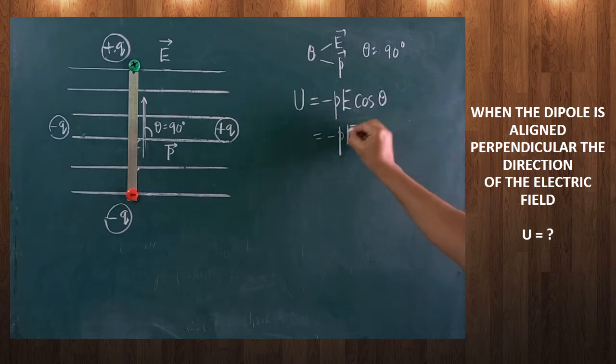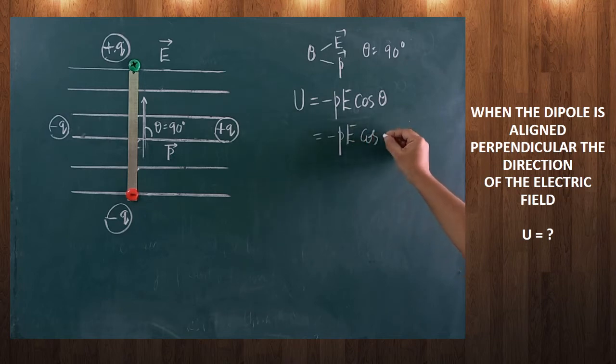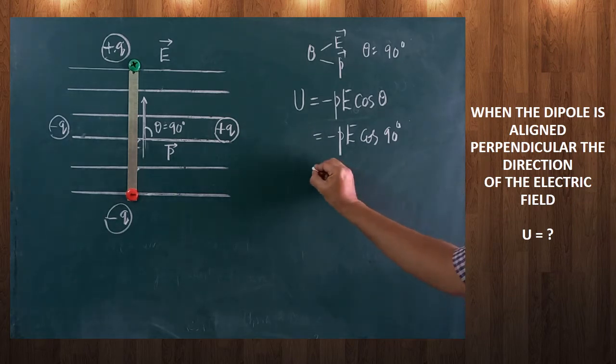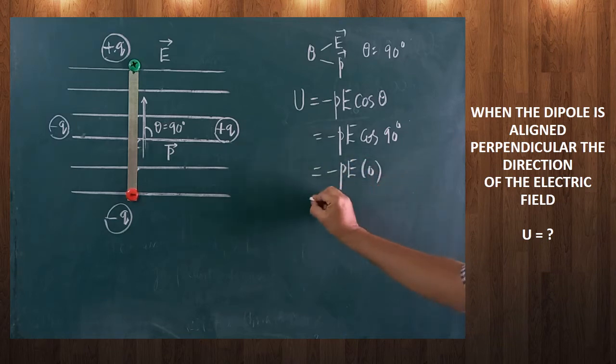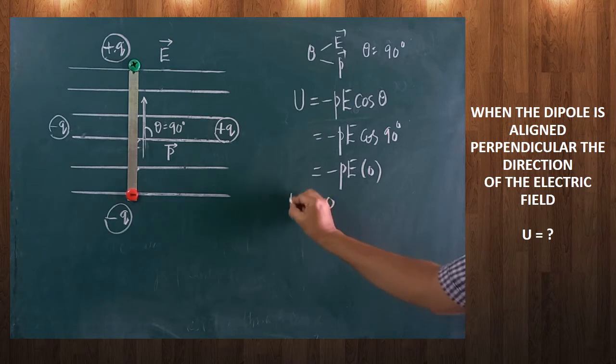Minus PE cos of the angle between the electric field vector and the dipole moment. How much is the angle? 90 degrees. What is the value of cos 90? 0. Therefore, minus PE times 0, so the final answer will be 0.